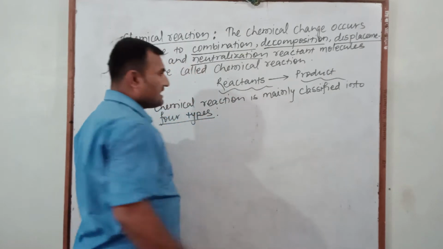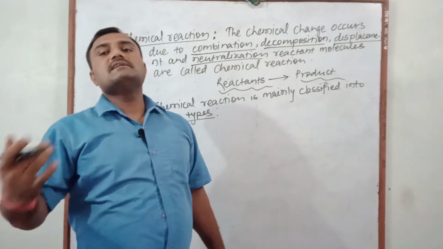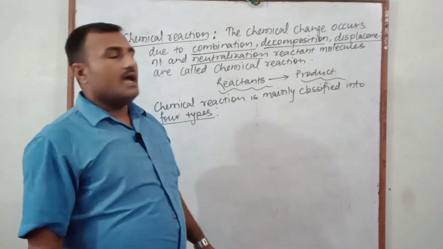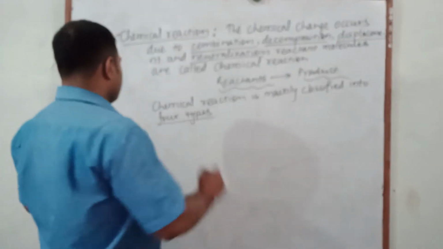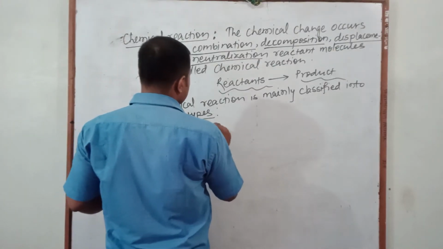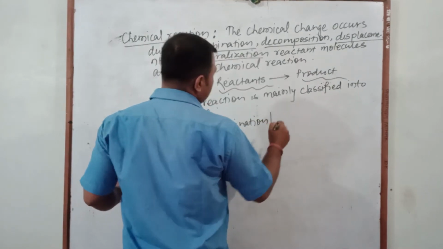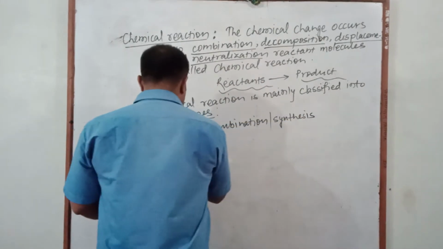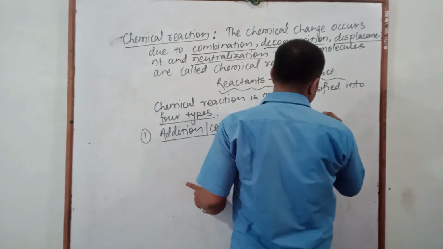Not only four types, several more types of chemical reaction are found. That depends upon how the reactants react. On the basis of the terms defined here, the first type of chemical reaction is addition reaction. It is also called combination reaction, and in the same way we define synthesis reaction. The meaning of all these types is the same, and here we write a reaction.